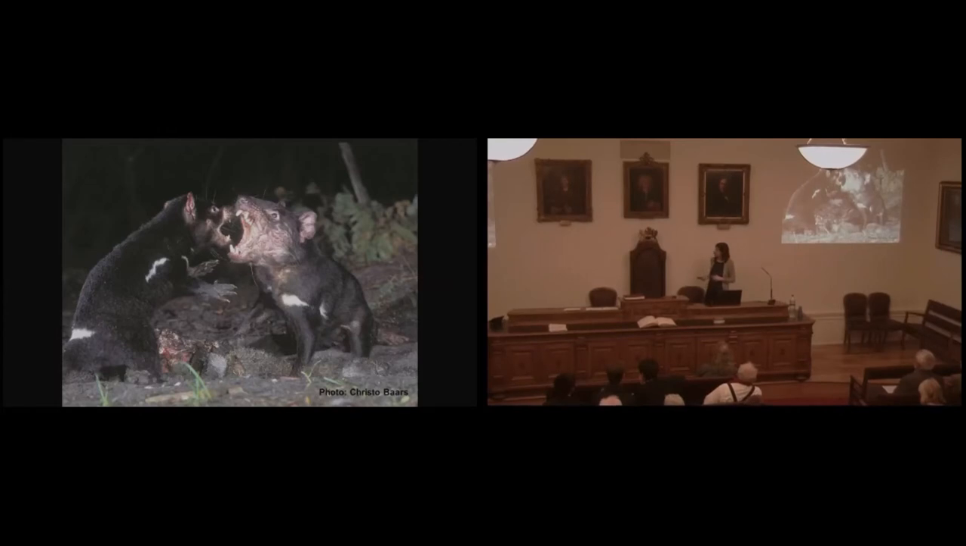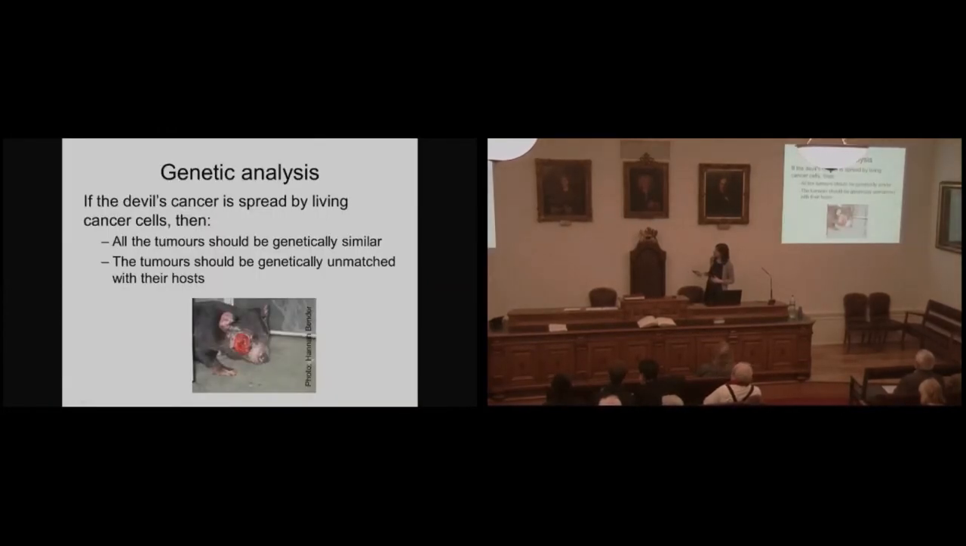So when I first started working on this, I was keen to confirm this theory using genetics. If the devil's cancer is really spread by living cancer cells, then we would expect that all the tumors should be genetically similar to each other because they're actually one single tumor. And we would expect that all the tumors should be genetically unmatched with their host.